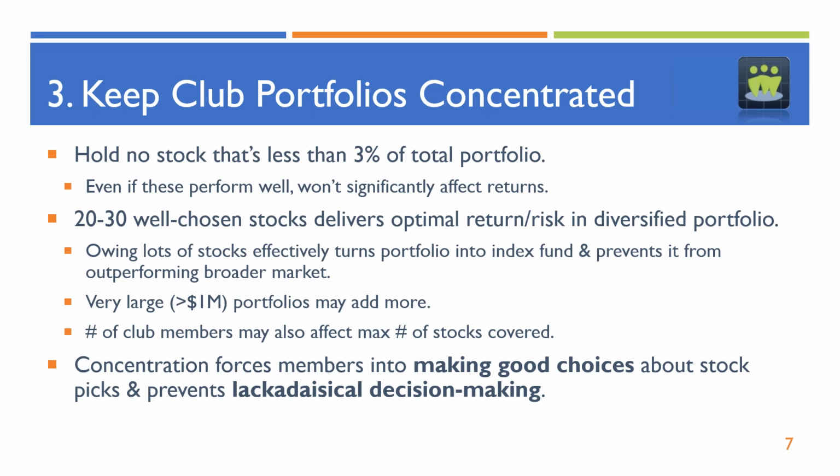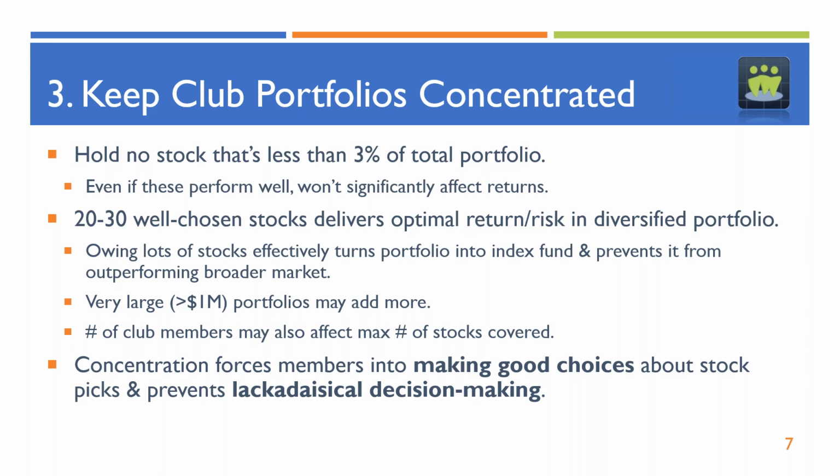Research shows that 20 to 30 well-chosen high-quality stocks can deliver an optimal rate of risk and return in a diversified stock portfolio. And if you own too many stocks, your portfolio effectively becomes an index fund, and yet you're spending a whole lot of time and expense accounting for individual securities. It would be a whole lot easier if you just held an index fund instead of holding 100 different companies. This goes for individual investors as well as investment clubs.